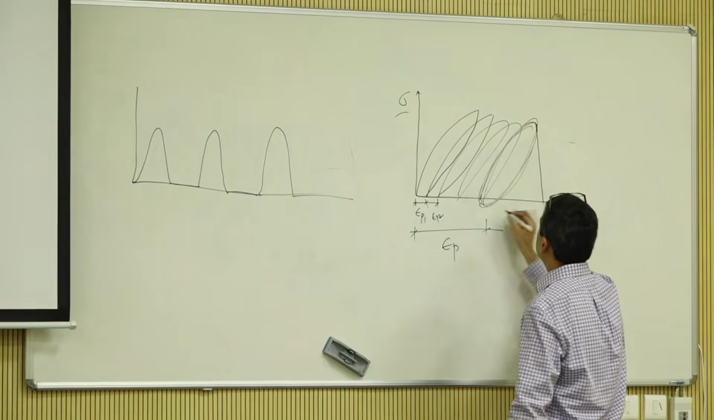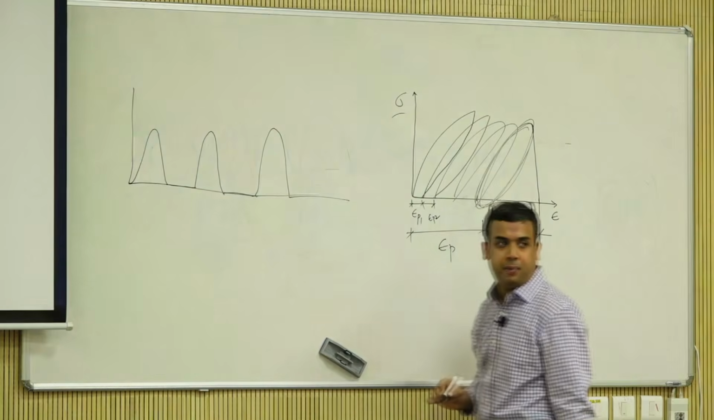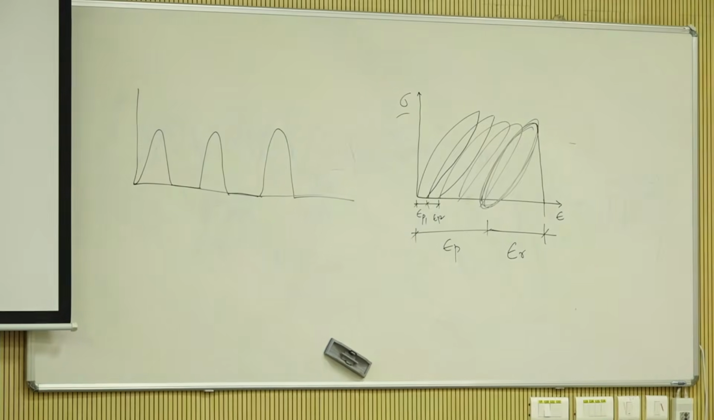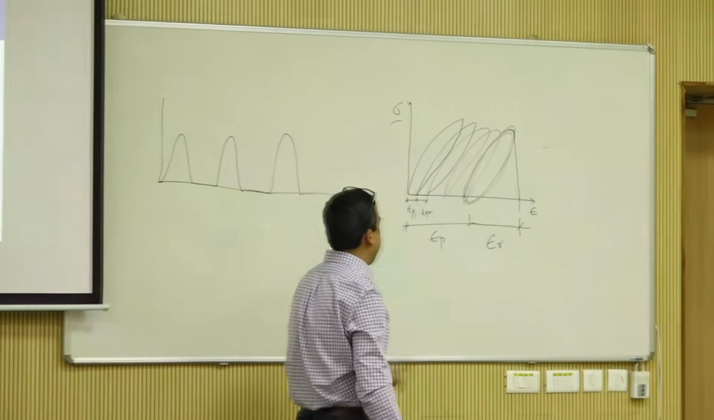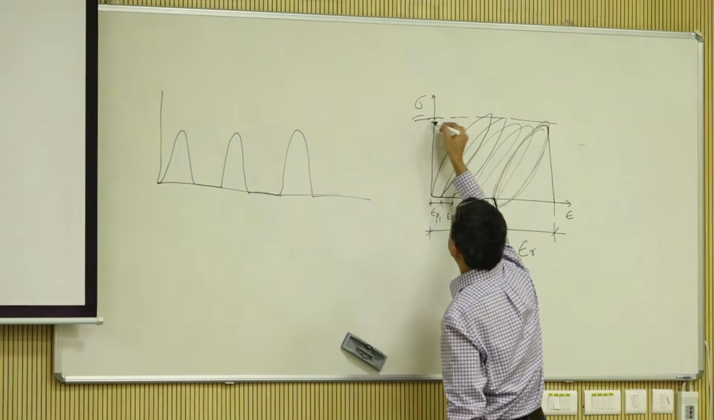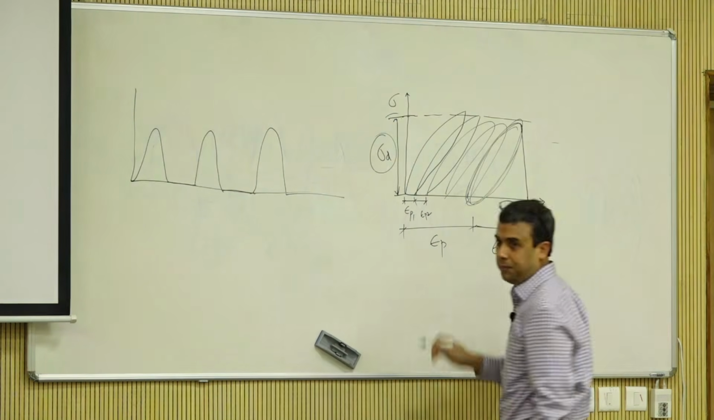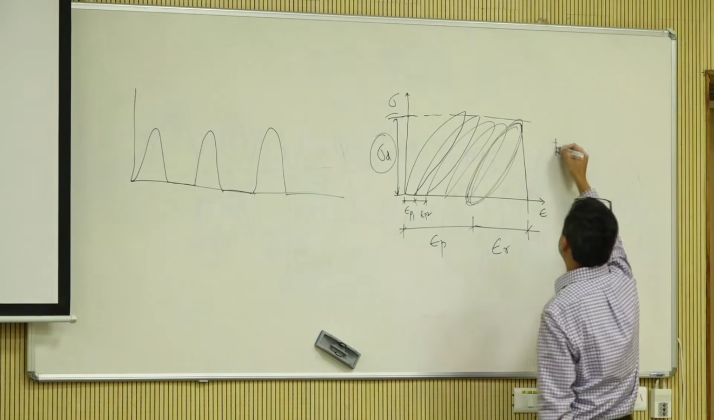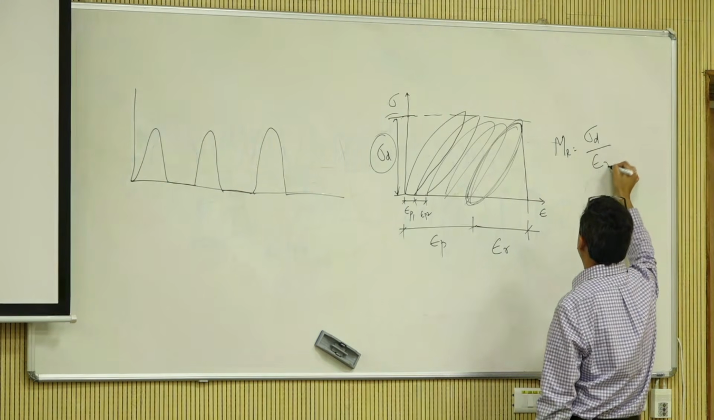Then this is the recoverable part, or epsilon R, or resilient strain. Resilient strain is here, and this stress that you are applying is basically the deviator stress. Don't say cyclic stress or repeated stress, but deviator stress, right? So MR, or resilient modulus, is defined as sigma d over epsilon R.